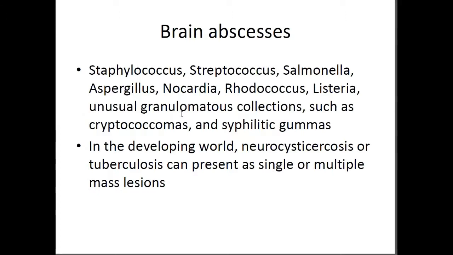Let's switch gears and talk about brain abscesses, usually caused by oral pathogens, caused by strep more than staph. In immunocompromised patients, atypical infection and fungal infection are also common, such as aspergillus. It can be caused by nocardia, rhodococcus, listeria, and unusual granulomatous inflammation such as cryptococcoma, syphilitic gumma. In the developing world, neurocysticercosis and tuberculosis can present as single or multiple mass lesions. Probably tuberculosis is the most common mass lesion in the HIV patient in the developing world.